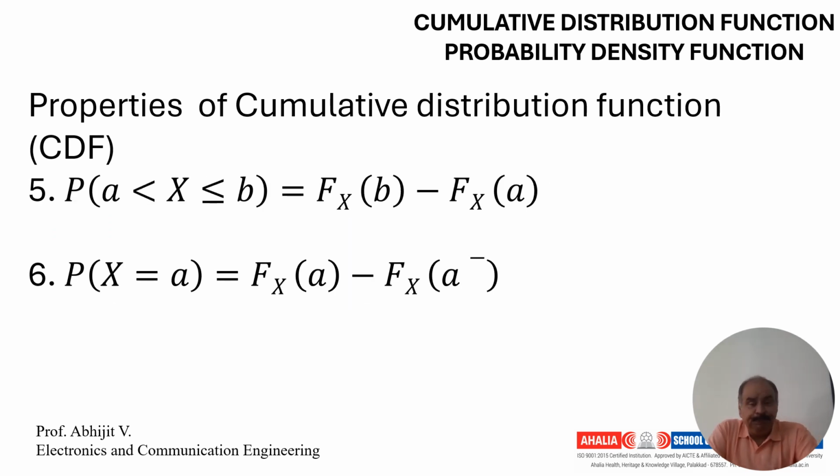Next property: probability of x greater than a and less than or equal to b. Probability of x between two values a and b will be equal to F_X(b) minus F_X(a). Similarly, P of x equal to a will be equal to F_X(a) minus F_X(a conjugate).